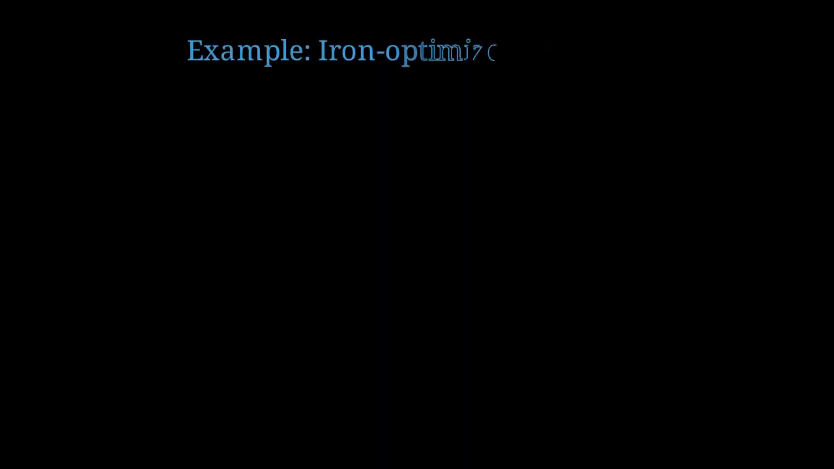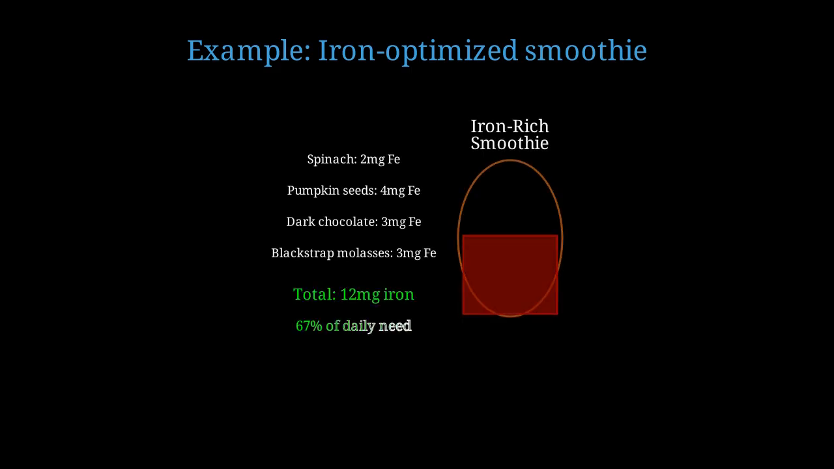Let's create an iron-optimized smoothie. Many people, especially women, are deficient in iron. The AI combines spinach, providing 2 milligrams of iron, pumpkin seeds with 4 milligrams, dark chocolate with 3 milligrams, and blackstrap molasses with another 3 milligrams. This single smoothie provides 12 milligrams of iron, which is 67% of the daily requirement for adult women.